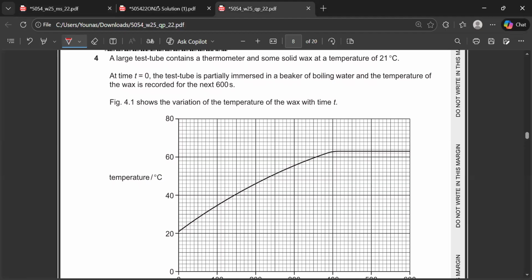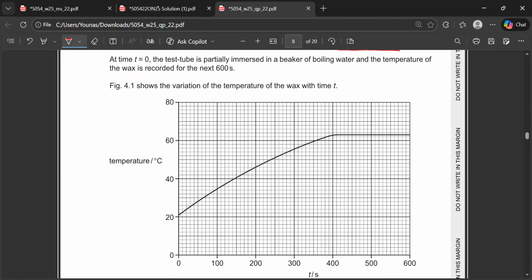He says that a large test tube contains a thermometer and some solid wax at a temperature of 21 degrees centigrade. So that wax is basically solid. Okay, so this is very important. And the initial temperature of that wax is 21 degrees centigrade. At the time t equals 0, the test tube is partially immersed in a beaker of boiling water, and the temperature of the wax is recorded for the next 600 seconds.